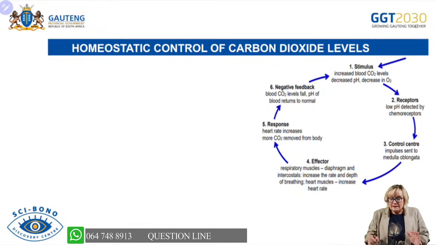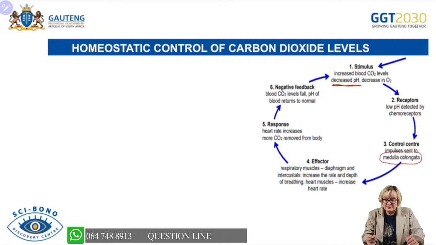The receptors here are in the carotid artery and also the walls of your aorta. Because of the high CO2 levels, there will be a decrease in the pH of your blood. So your blood will now turn acidic, and there will be a decrease in your oxygen levels. The receptors are stimulated, and they are chemoreceptors, and they respond to this low pH level. The control center is the medulla oblongata, which is situated near your brain. We will look at that just now.